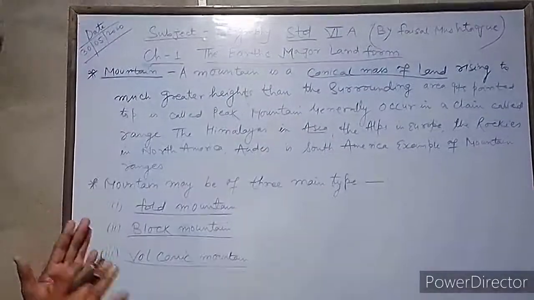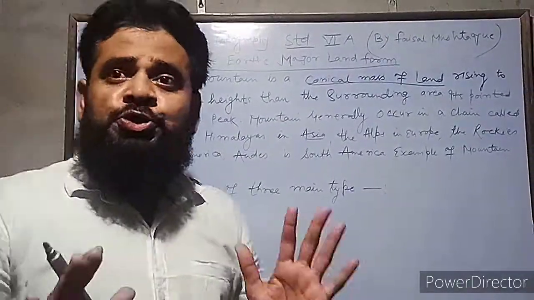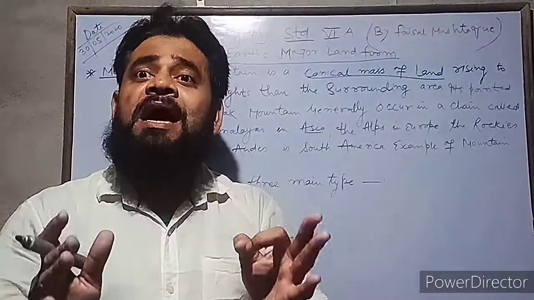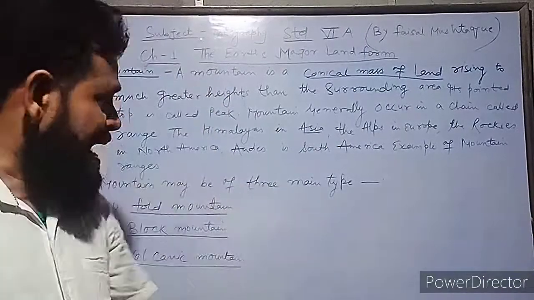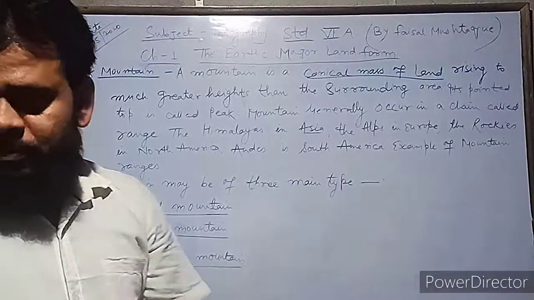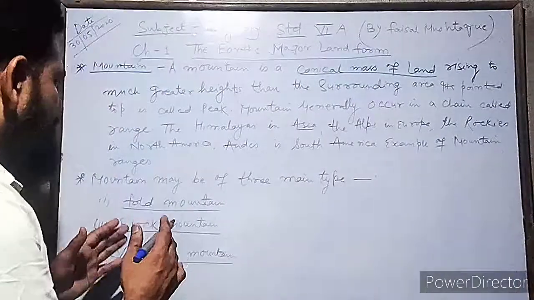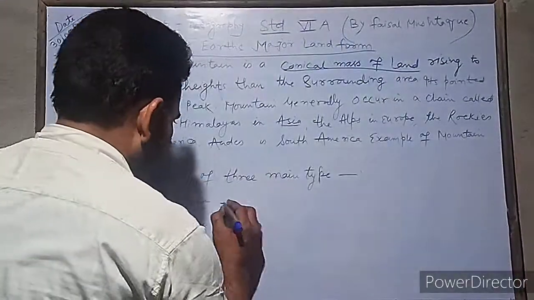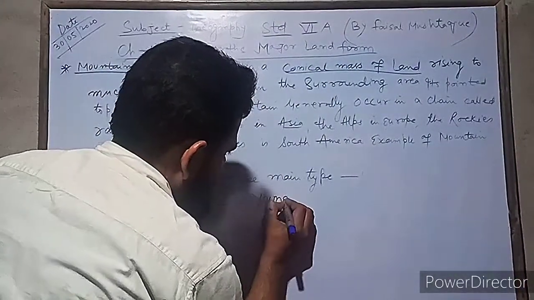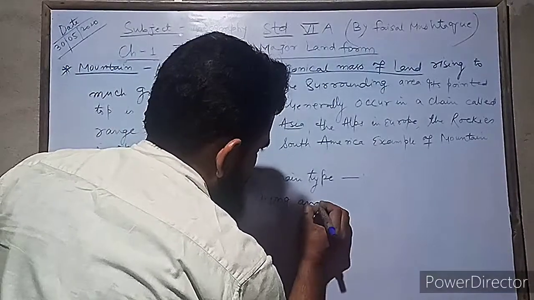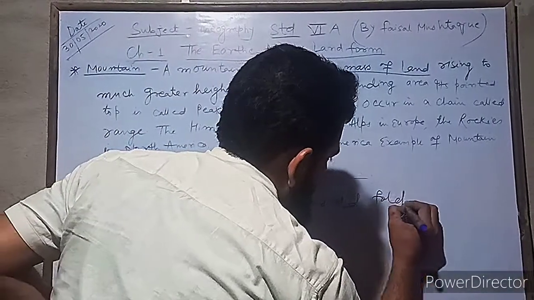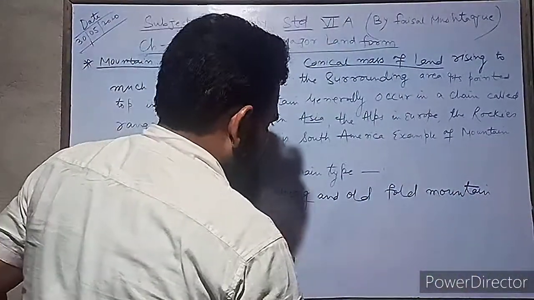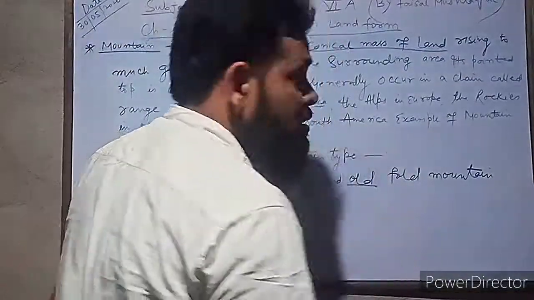Fold mountains are the most common type of mountain in the world, in comparison to the other three. Some of the most famous ranges are the Himalayas, the Andes and the Alps, the two most important. Now in the fold mountains, we will discuss two also very important points: young and old fold mountains.